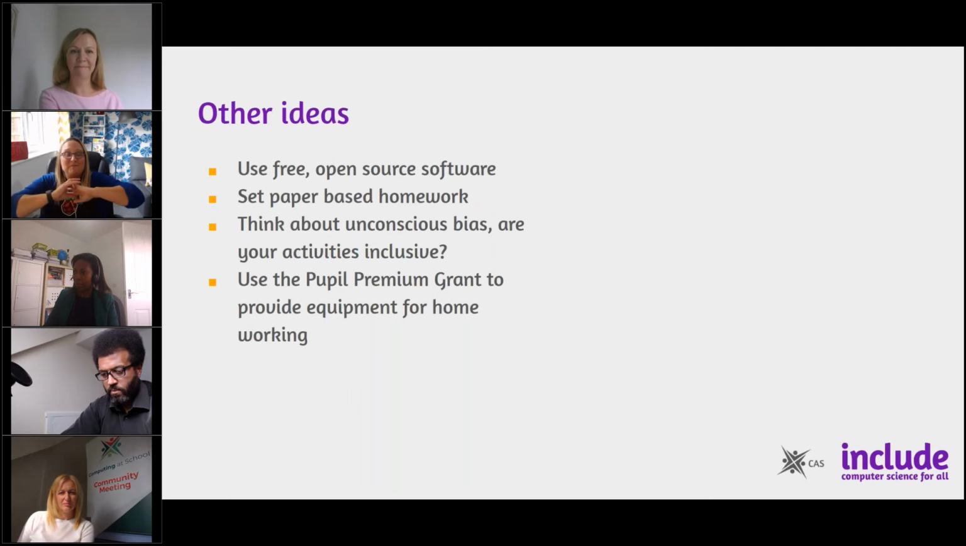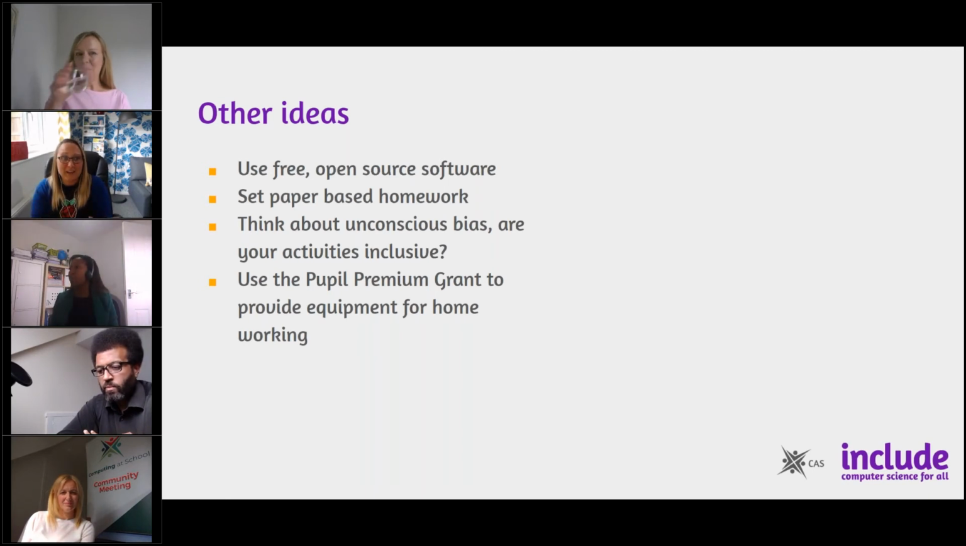And then if you're a fantastic teacher and you want a few more ideas, sorry, I'm running over a little bit, then things like free open source software, paper-based homework, that's really important. And finally, the pupil premium grant. You've got the pupil premium grant in your school. I don't know how they use it in your school, but there should at least be a little pot of money for you to be able to buy a cheap laptop for your GCSE learners, for disadvantaged students, or a Raspberry Pi desktop kit, or whatever it is, so that they can use it at home if they need to. So tap into that if you can.